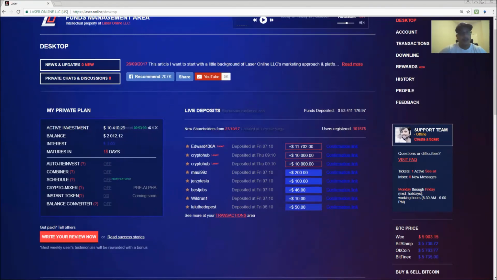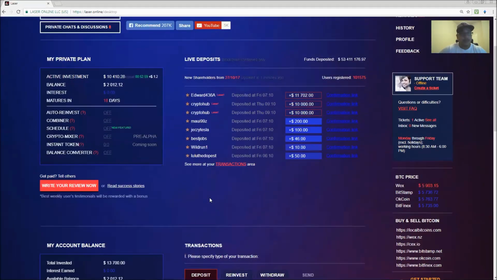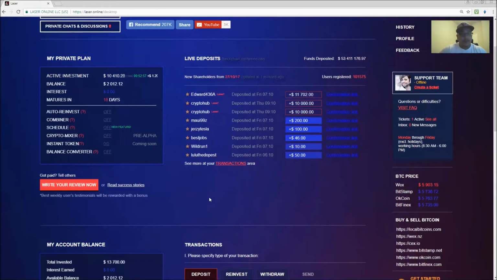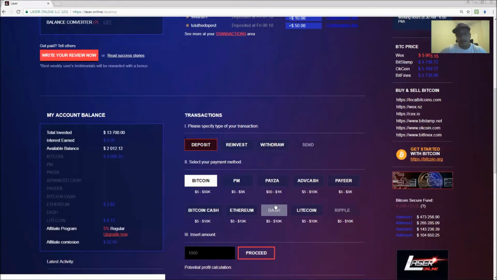This is your profits. If I would let this $10,410 expire, I'm like, I don't know, I'll probably have like $6,000, $7,000. I'm guessing. I'm not sure, but that's what I'm guessing. But that's the difference from active investment versus total investment.